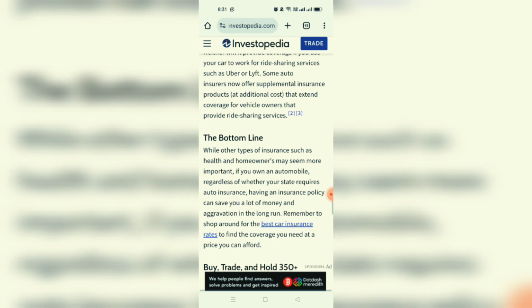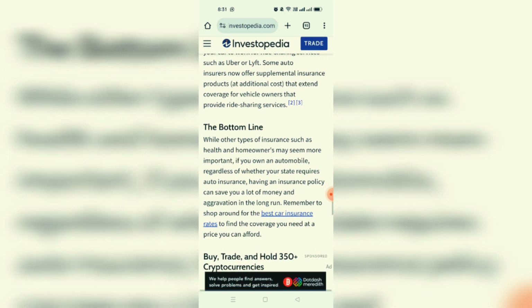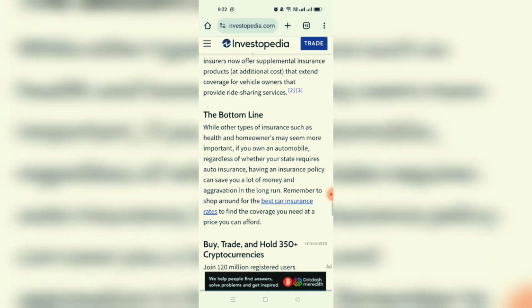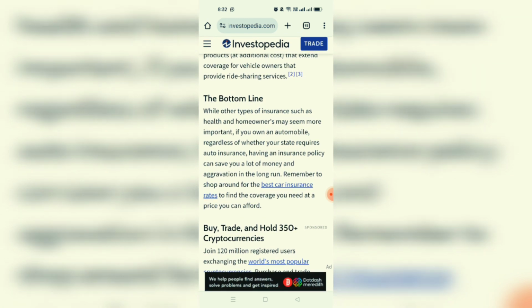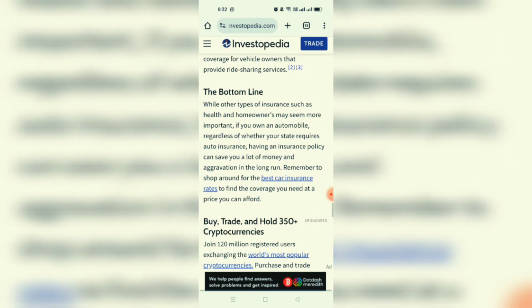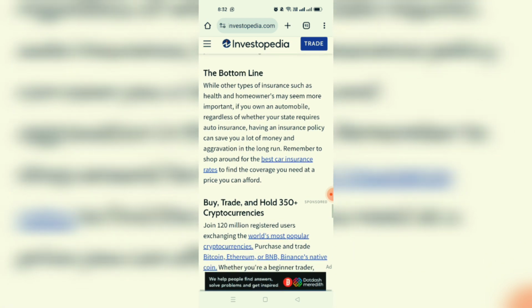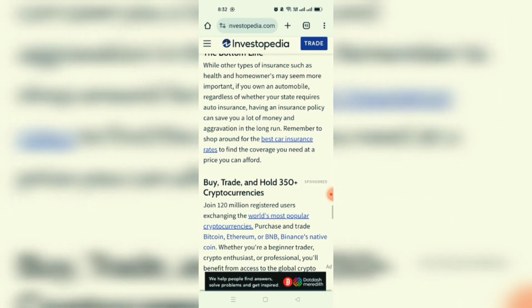The bottom line: while other types of insurance such as health and home may seem more important, if you own an automobile, regardless of whether your state requires auto insurance, having an insurance policy can save you a lot of money and aggravation in the long run. Remember to shop around for the best car insurance rate to find the coverage you need at a price you can afford.